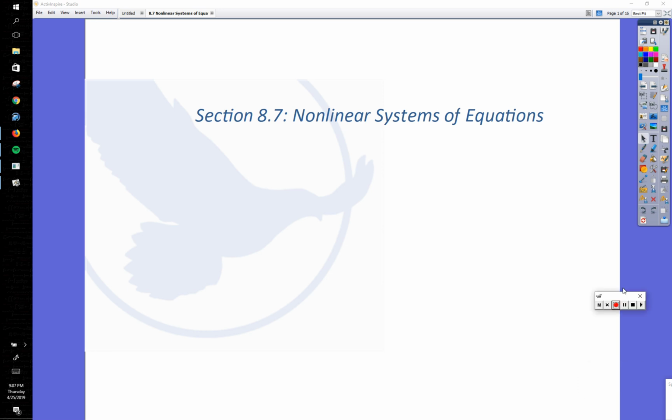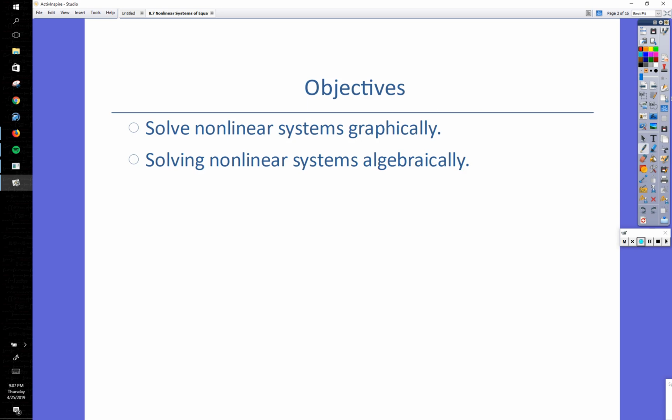So here in 8.7, we're going to be taking a look at nonlinear systems of equations. So we looked in 8.1 at linear systems of equations. So now we're going to go ahead and move into what we call the nonlinear. Two objectives. We're going to be solving nonlinear systems of equations graphically.